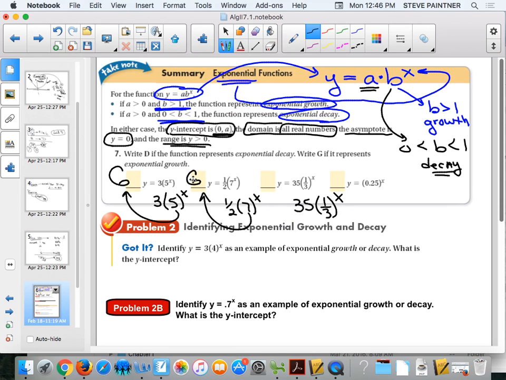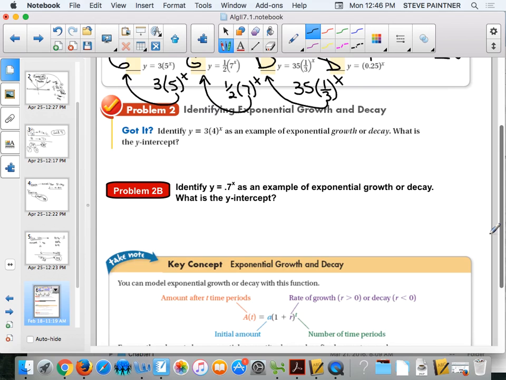What about this one? I was just confused. Yeah, look at the base. 1/3 to the x. This one's decay. And this one's what? Decay, because 0.25 is less than 1. So it was G, G, D, D. That's it. Good? We don't care about the number in front of the base. That means nothing to us. Okay? Continue.